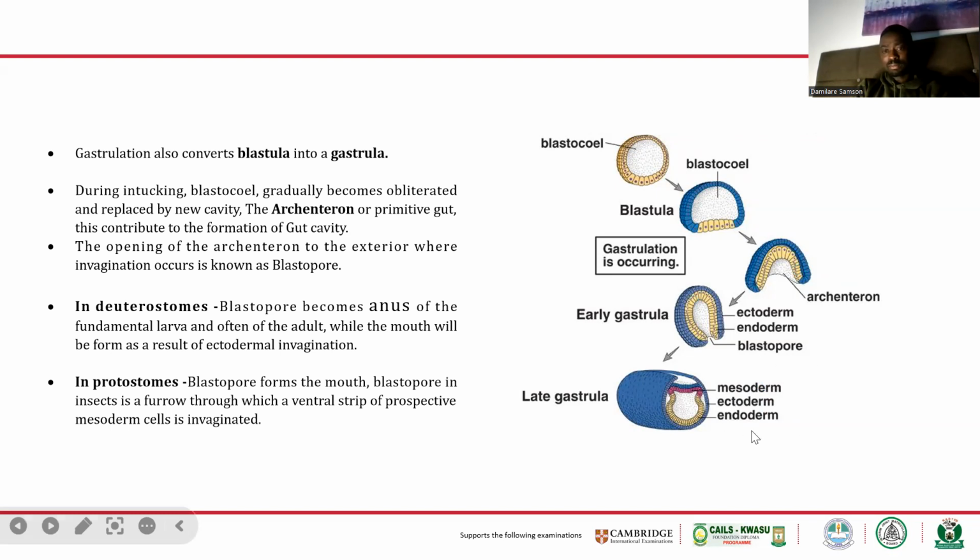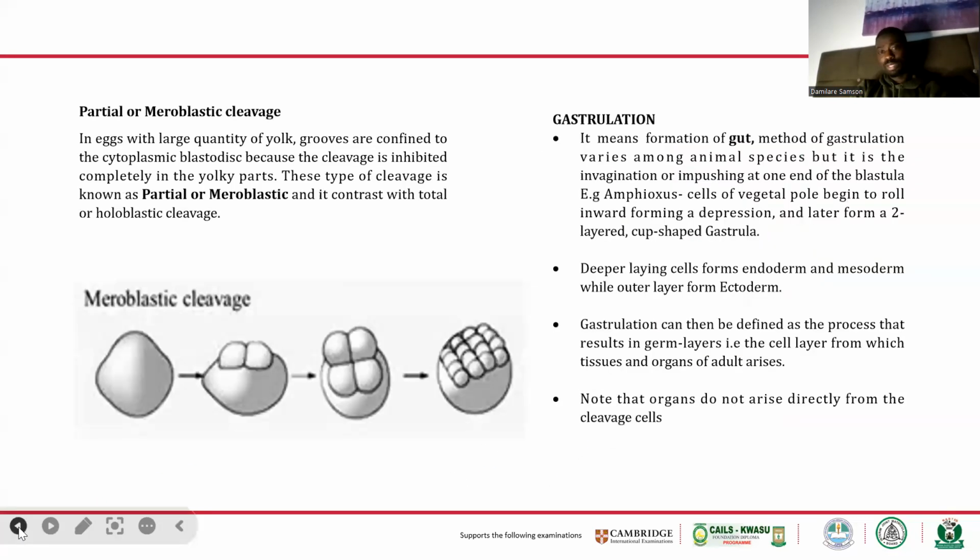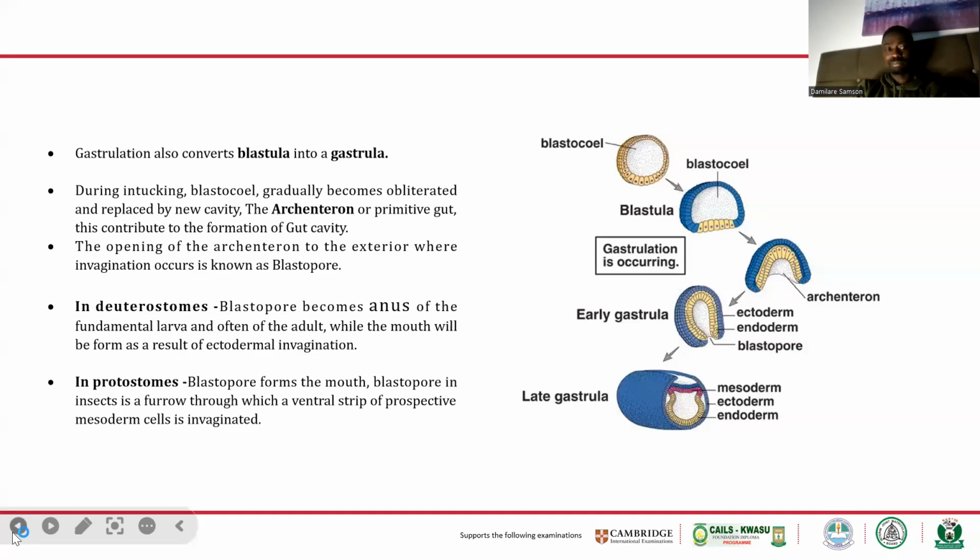But just have the understanding now that the first two parts that will be formed are the ectoderm and endoderm, in which you have the fluid-filled part in the center that will actually form the archenteron. And after a while, it closes up, then you have the mesoderm. So let's go back to where we are. Now here I said that deeper lying cells form endoderm and mesoderm. The outer layer forms the ectoderm. I just finished explaining that.